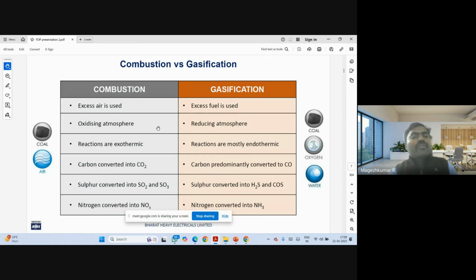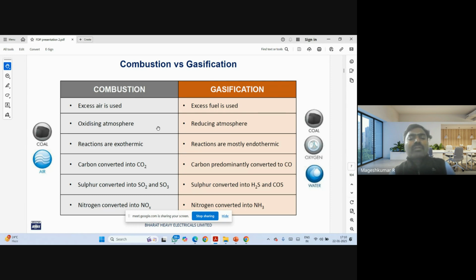Here, instead of excess air inside the combustion chamber, excess fuel is used. Instead of an oxidizing atmosphere with more oxygen, here the oxygen content is reduced so that it doesn't burn completely. A lot of energy is absorbed; in the sense that a part of the fuel is burnt to give exothermic energy, and part of that heat is absorbed for the chemical process. So the process inside gasification is endothermic. Exothermic means energy is released, endothermic means energy is absorbed.